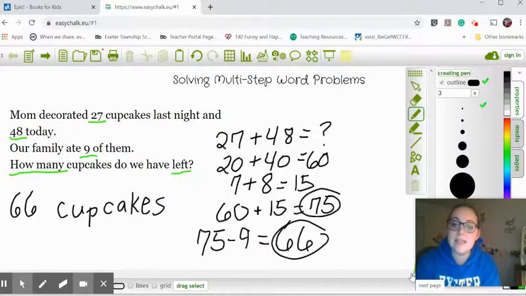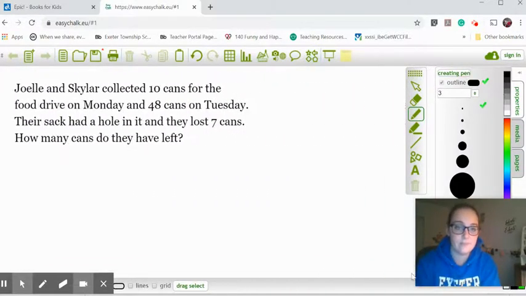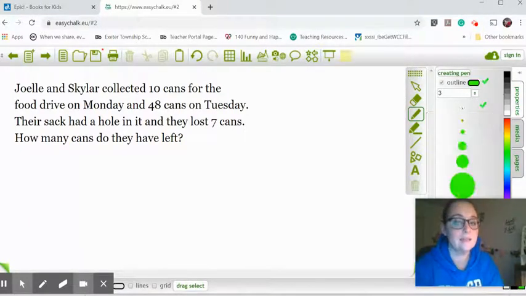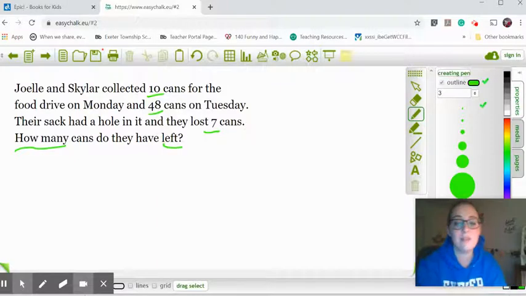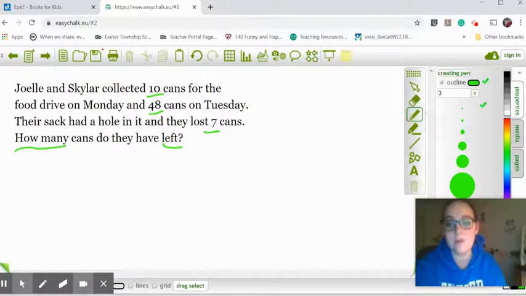So let's move on to the next problem. In this problem, Joelle and Skylar collected 10 cans for the food drive on Monday and 48 cans on Tuesday. Their sack had a hole in it and they lost 7 cans. How many cans do they have left? So once again, I can go through and underline or highlight these numbers. So I have 10 and 48, and then they lost 7 of them, and then it's asking how many left. So once again, just like the last question, I know that first I'm going to be adding to combine, and then I'm going to be subtracting.